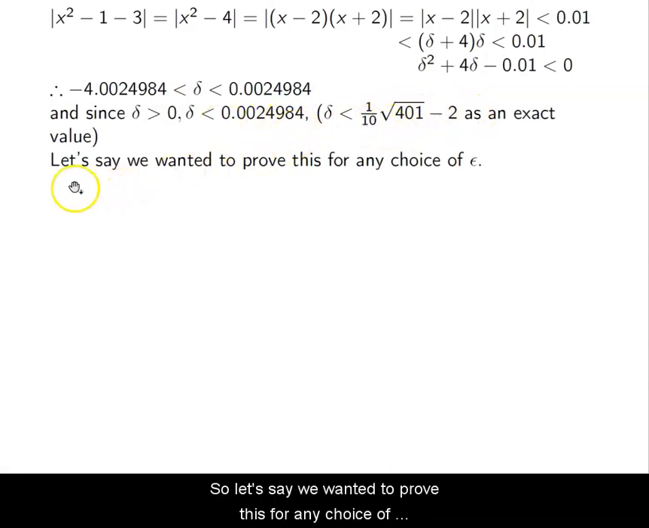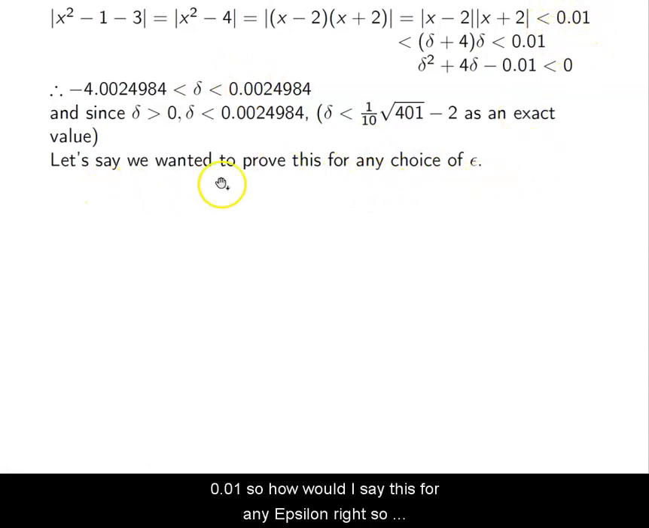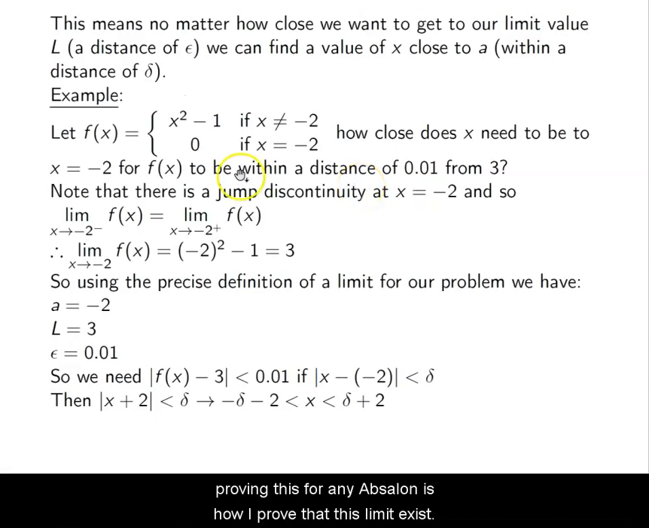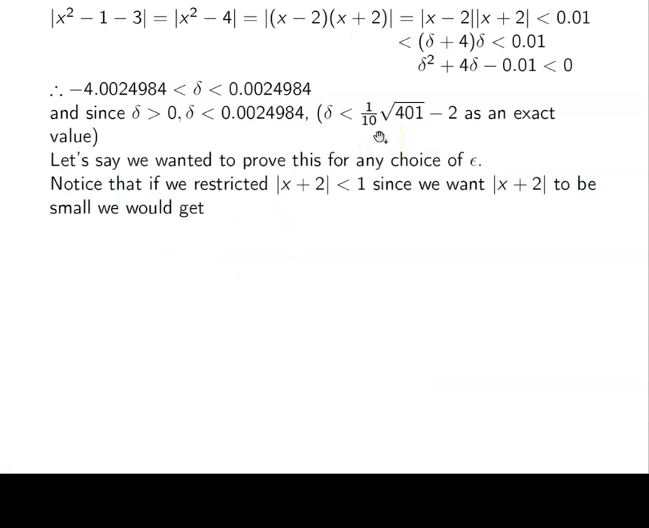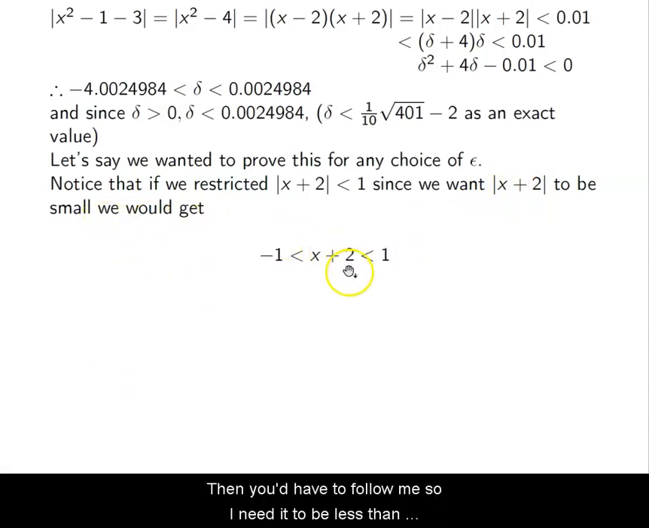Let's say we wanted to prove this for any choice of epsilon. Here I gave you a very specific value of epsilon, 0.01. So how would I say this for any epsilon? Proving this for any epsilon is how I prove that this limit exists. So notice that if we restrict x plus 2 to be less than 1, since we need this to be small, we could just say let it be less than 1. Then we would have the following.